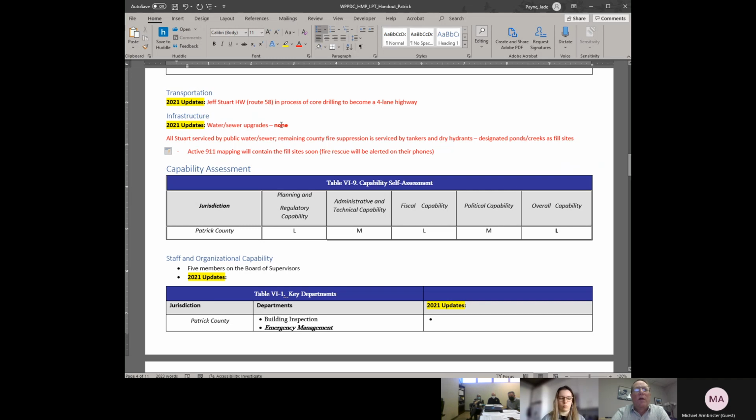I'm gonna put my ignorance right on the line, but what exactly is a fill site? Where they would get the water at. Oh, okay, yeah, okay. Yeah, that makes perfect sense. My brain is apparently not engaged. Yeah, got it.